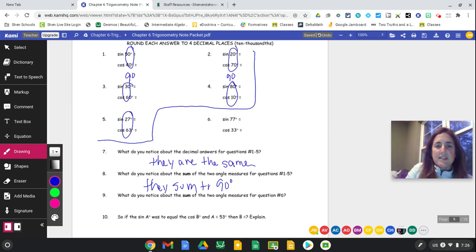But what do you notice about the sum of the two measures for angle 6? Oh shoot, if I added 77 and 33, those add up to 110. They don't sum to 90, and if you noticed, their decimals are different.